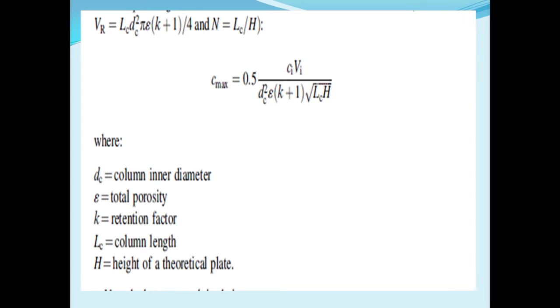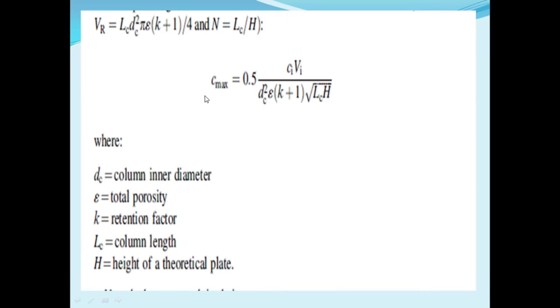The equation given above can also be written in a different manner, because VR, the retention volume, is equal to Lc into dc square pi epsilon (k plus 1) upon 4, and capital N, the number of theoretical plates of the column, is equal to column length Lc upon height H.